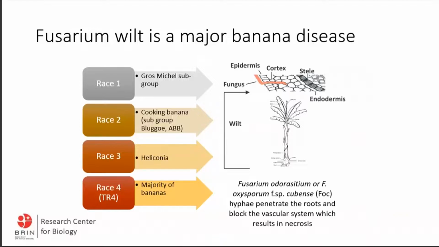This disease has become worse because the fungus can produce chlamydospores that can stand in the soil for more than 30 years. Based on host and disease compatibility, there are four races. Race 1 is compatible with the Gros Michel group, race 2 is compatible with the bluggoe banana group, and race 3 is no longer described as a banana disease because it only infects ornamental plants, heliconia. The last one is race 4, especially tropical race 4, which is compatible with the majority of banana cultivars.